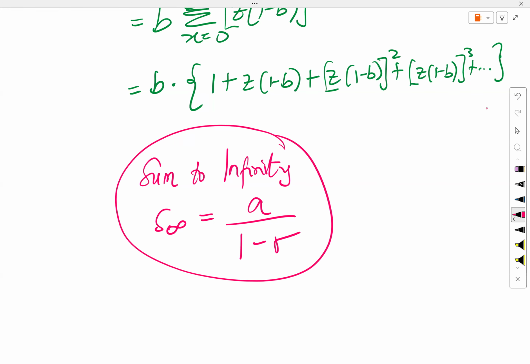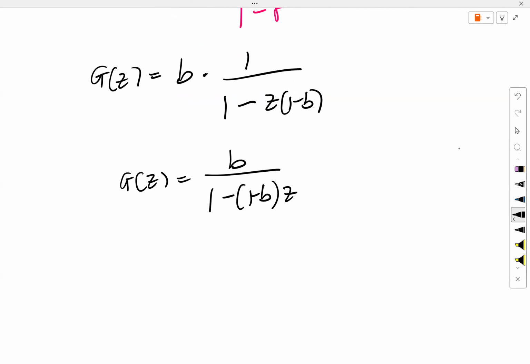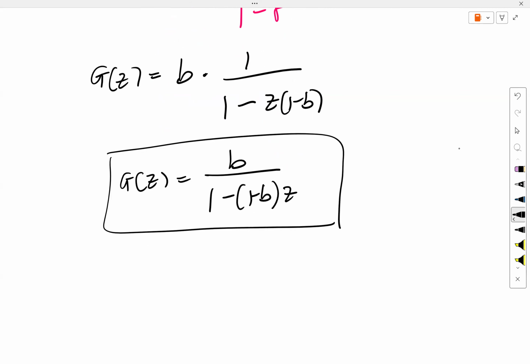Let me give some space to make things neater. So you see g of z now is actually the same thing as b over 1 minus b z. So that's what your g of z is going to be. Basically, this is the probability generating function for that PDF. So that means we have taken care of the first part of the question.